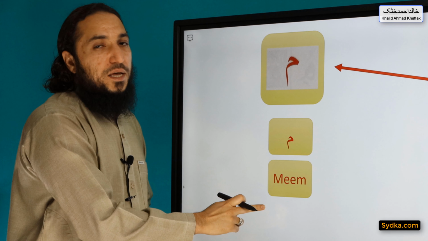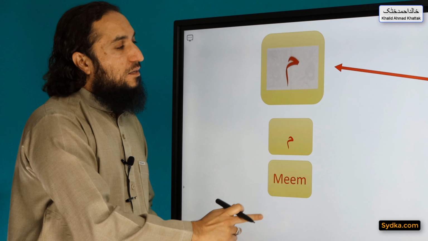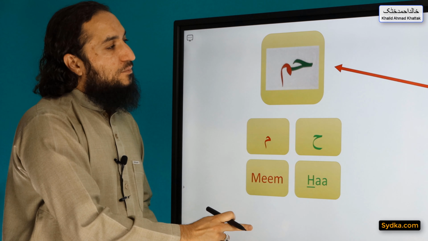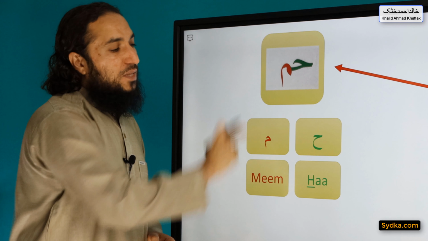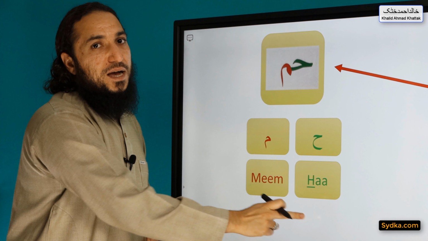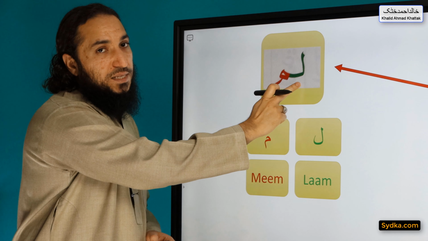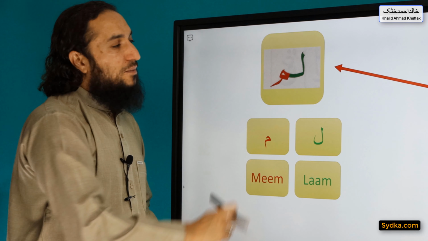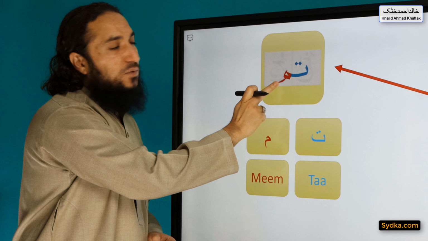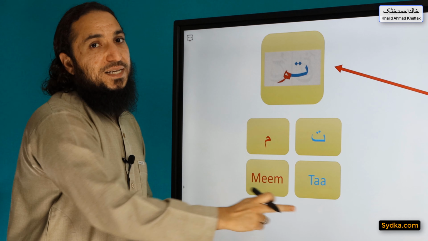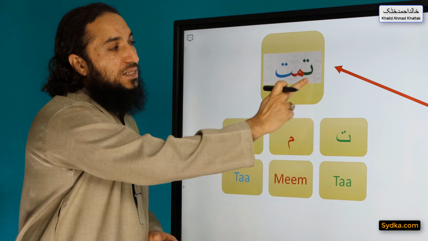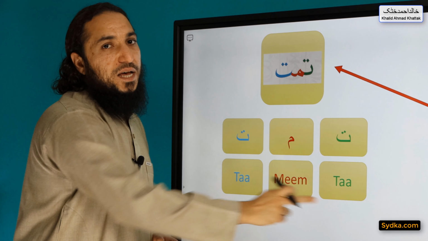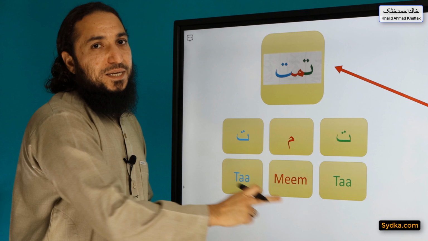And this is Meem on its own. Meem. That's another way of writing Meem. The first letter is Ha, the second is Meem. Ha Meem. The first letter is Lam, the second one is Meem. Lam Meem. The first letter is Ta, the second one is Meem. Ta Meem. The first letter is Ta, the second one is Meem, the third one is Ta. Ta Meem Ta.